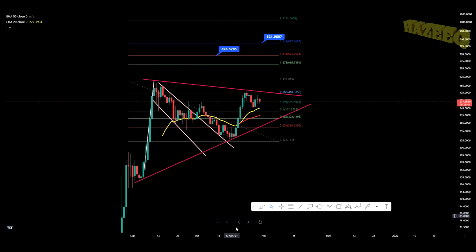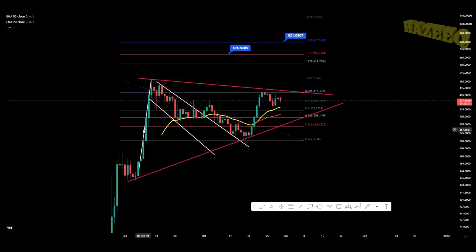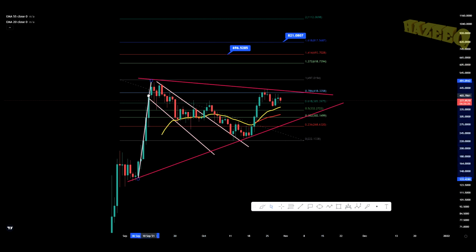Now, jumping into the daily chart, we are on TradingView. We do have the bull flag target over here, and this is sitting currently at the 1.414 on the Fib retracement at $693. That gives us that target. Okay, that is our bull flag.